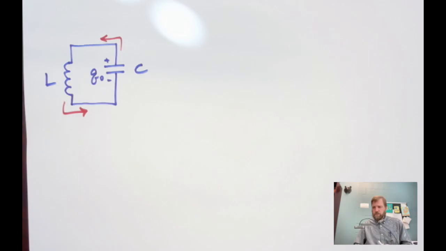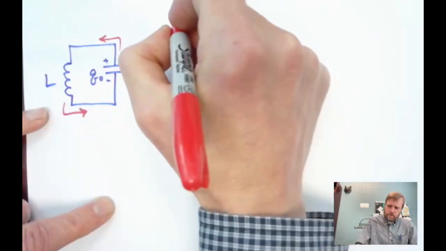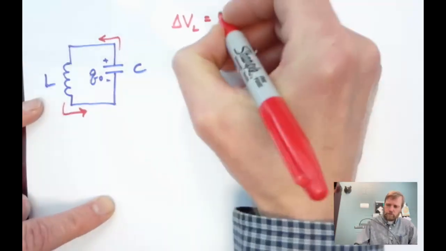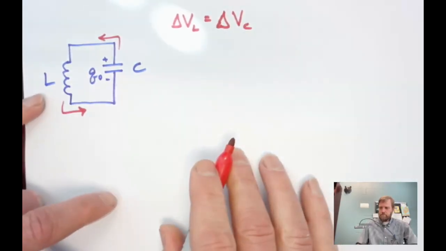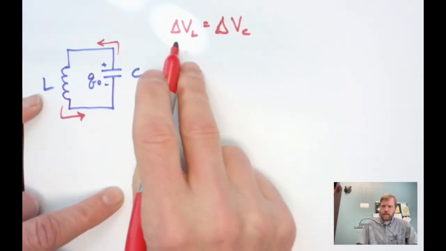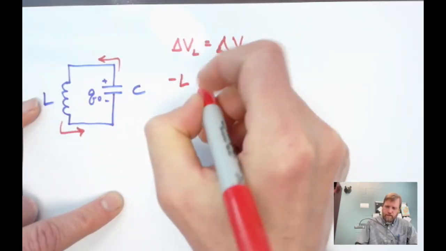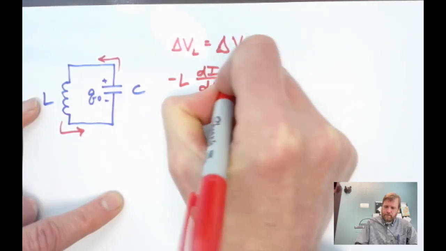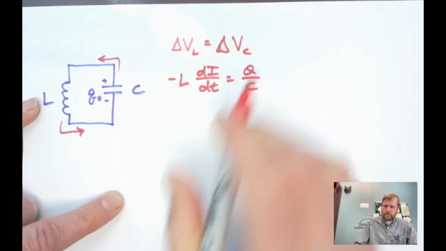And let's just apply real quick Kirchhoff's voltage law to this. Essentially we're going to do it real simply. We've got delta V of the inductor is going to be equal to delta V of the capacitor. And we can plug in what we know about these, which is this one is negative L di dt, and this one is simply Q over C.